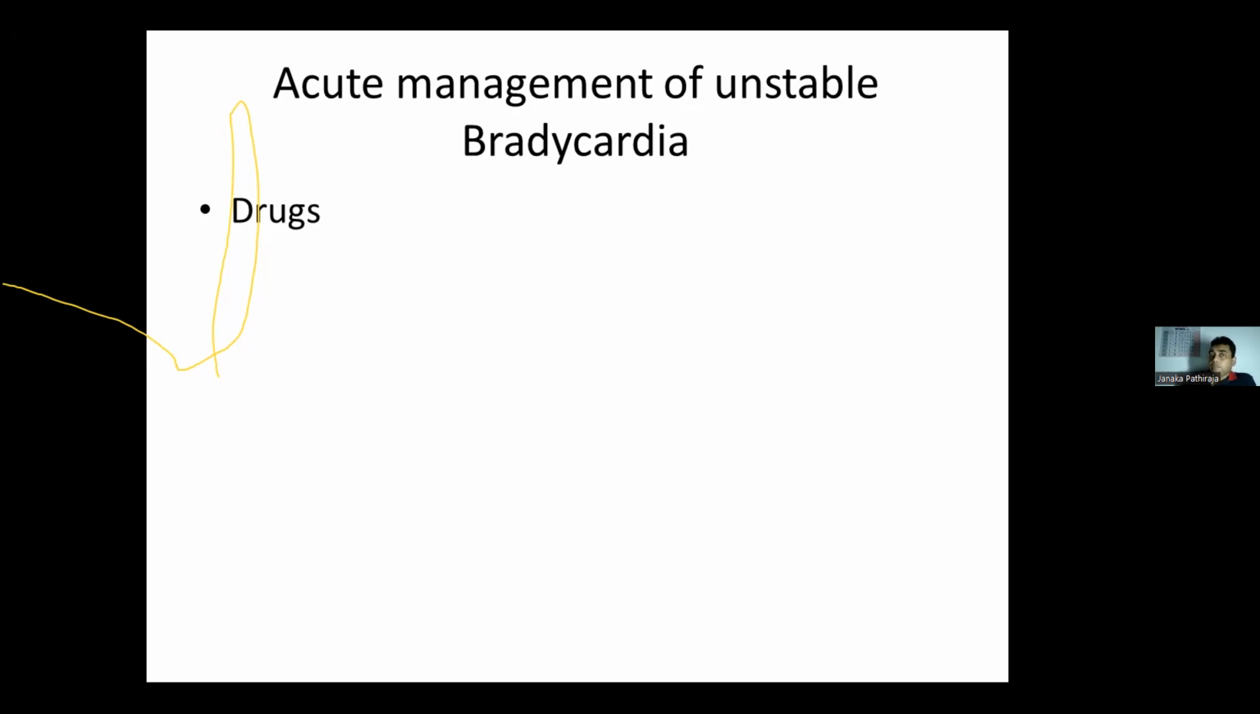ABCD management, yes, right? It is common for any patient, so I'm not going to discuss ABCD management. I'm going to discuss the things directly related to bradycardia, how to manage bradycardia. But when somebody comes in an unstable position, you have to do the ABCD management. So I'm not discussing that. But how are we going to manage this patient now?